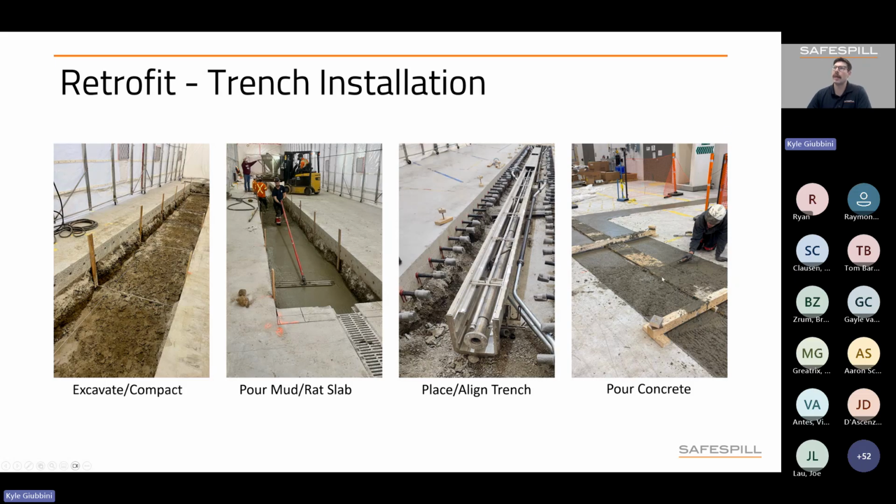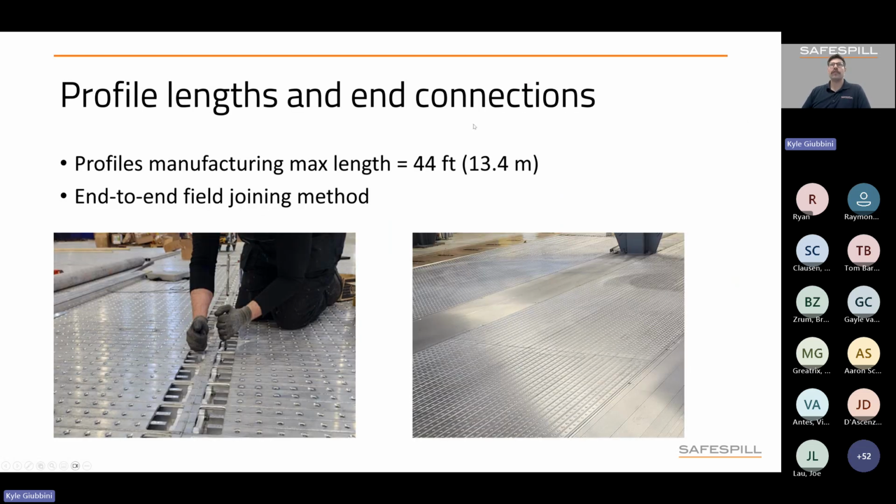based off these changes. And then once those trenches were located, we filled around the trenches with concrete. For the profile lengths, again, we needed to go beyond our maximum manufacturing length of 44 feet. We needed to cover a 55-foot span.